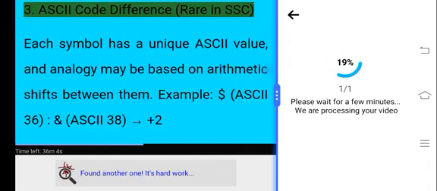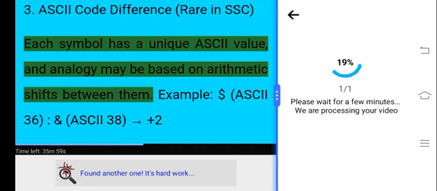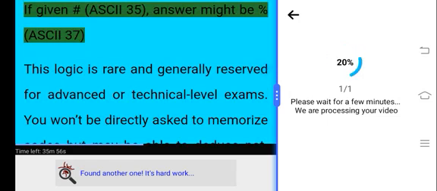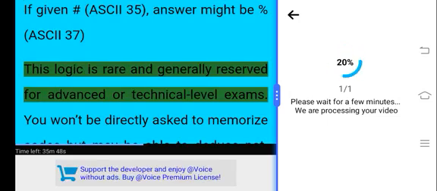3. ASCII code difference, rare in SSC. Each symbol has a unique ASCII value. An analogy may be based on arithmetic shifts between them. Example, dollar ASCII 36 and ASCII 38, plus 2. If given hash ASCII 35, answer might be percent ASCII 37. This logic is rare and generally reserved for advanced or technical level exams.